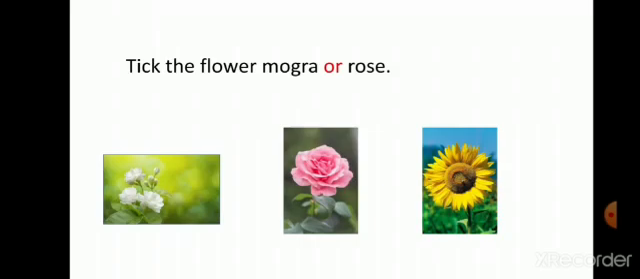So the conjunction "or", the joining word, is needed to choose one thing from many or from two. So what will you choose? Come on, tell what you will choose. Mogra. Yes. So mogra is your choice. So you tick mark the mogra. So here you are using the word "or". Okay, we'll see the next example.